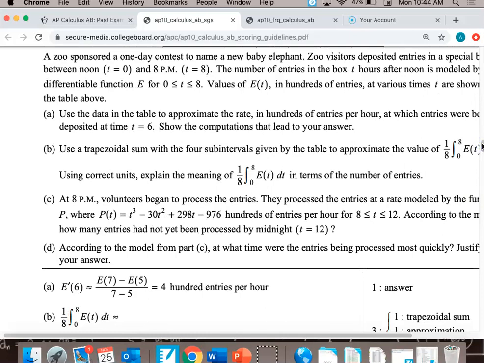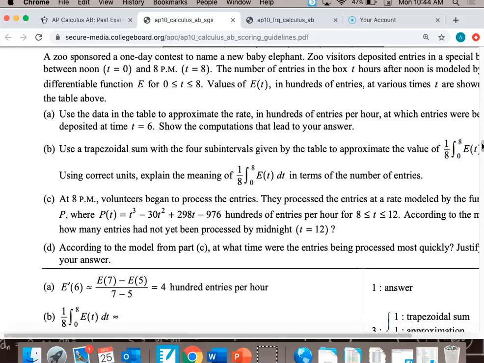So at time 8 p.m., volunteers start to process the entries. They process at the rate P of T. How many entries had not yet been processed by midnight? Well, it would help if we knew how many had been processed by midnight. How many had been processed would be the integral from 8 to 12 of P of T, which all you need to do is write down the integral and then write down the answer.